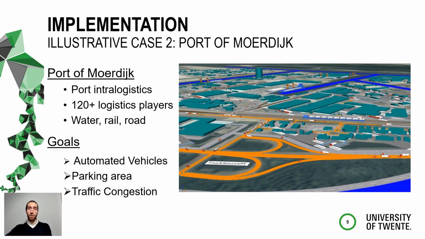Here you can see a detail of the simulation model. As you can notice, the traffic infrastructure and the road infrastructure is much more complex compared to the previous case because there's more detail. It's also a smaller area, so we were able to go into more detail. You can see trucks driving around, a train, and a barge.